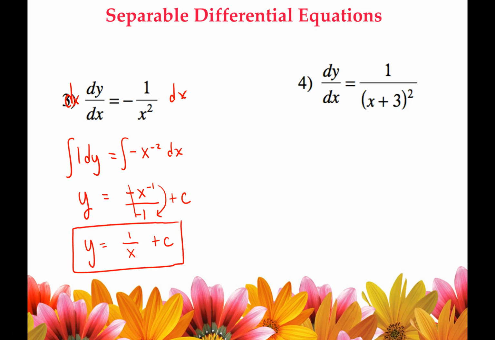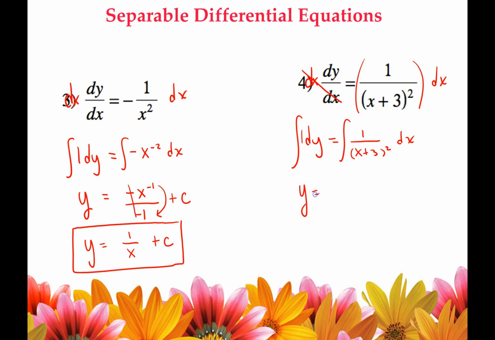All right. This next one here, again, I multiply by dx on both sides. Okay, and this cancels. I'm left with dy is equal to 1 over x plus 3 quantity squared dx. Okay, now this is going to be a u substitution problem on the right, but let's go ahead and integrate here. I'm going to integrate 1 dy and I get a y.